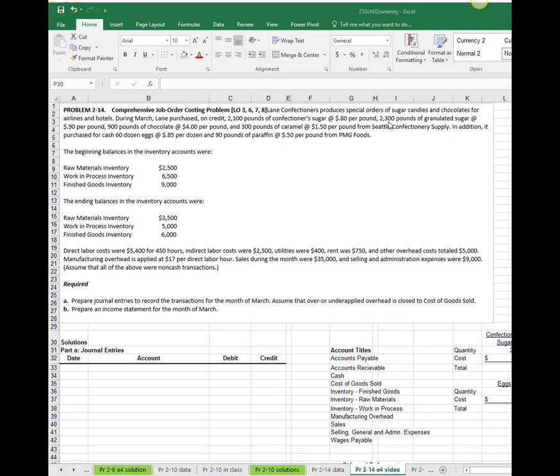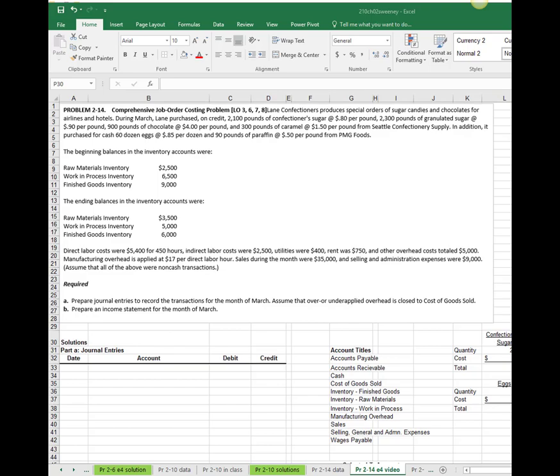First, they bought some raw materials, some confectionery sugar, some granulated sugar, chocolate, some caramel from Seattle Confectionery Supplies. That was purchased on credit. And then in addition, they bought some eggs and some paraffin for cash, okay, from PMC Foods. So we need to figure out how to journalize that.